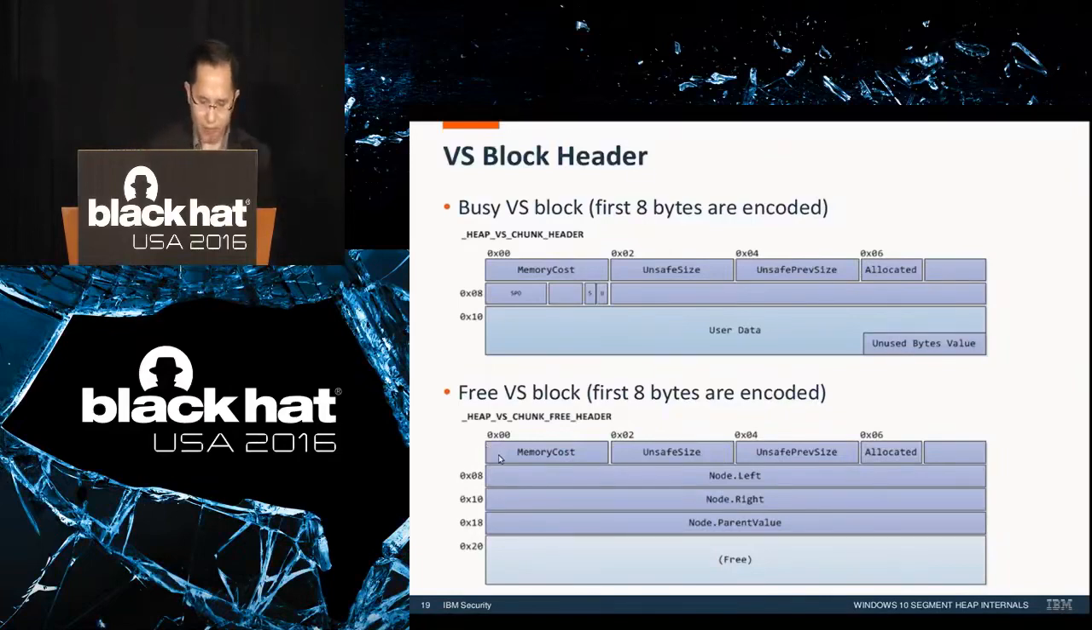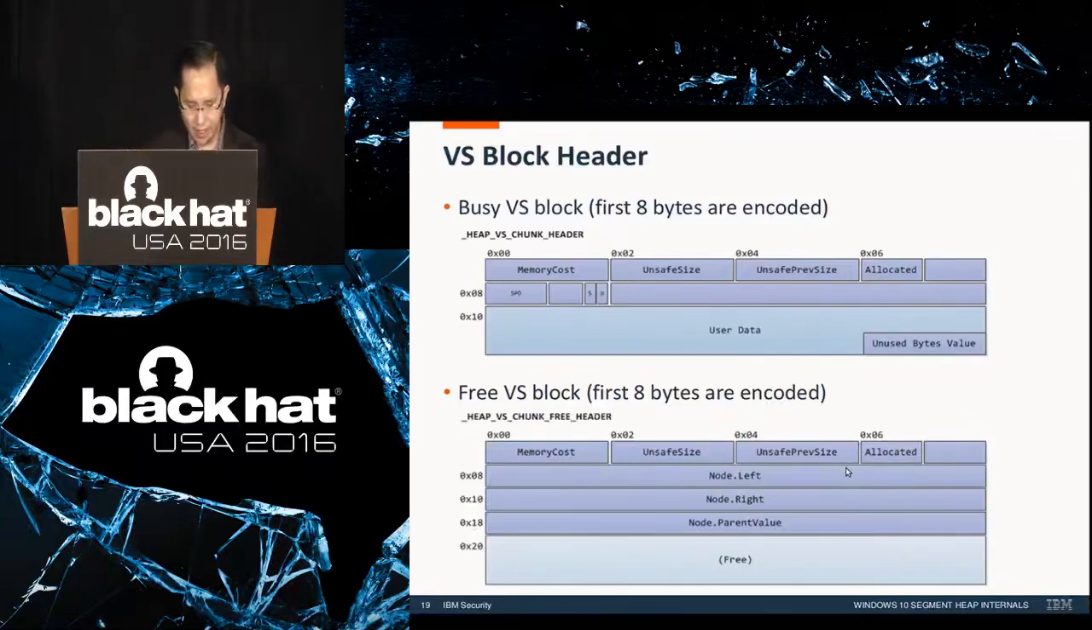And the memory cost field is only significant in free BS blocks. It is a value computed based on how much portion of the free BS block is committed. The more portion of the free block is committed, the lower the memory cost is. So unsafe size is the size of the block, and the unsafe previous size is the size of the previous block. And the allocated field is a non-zero value if the block is busy.